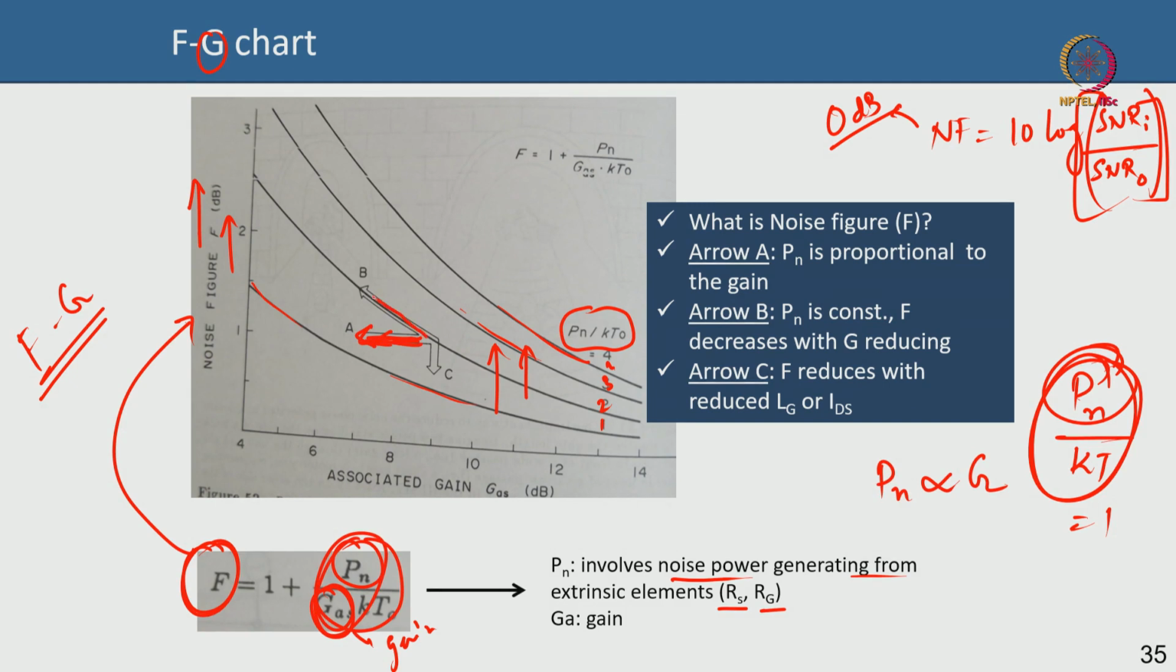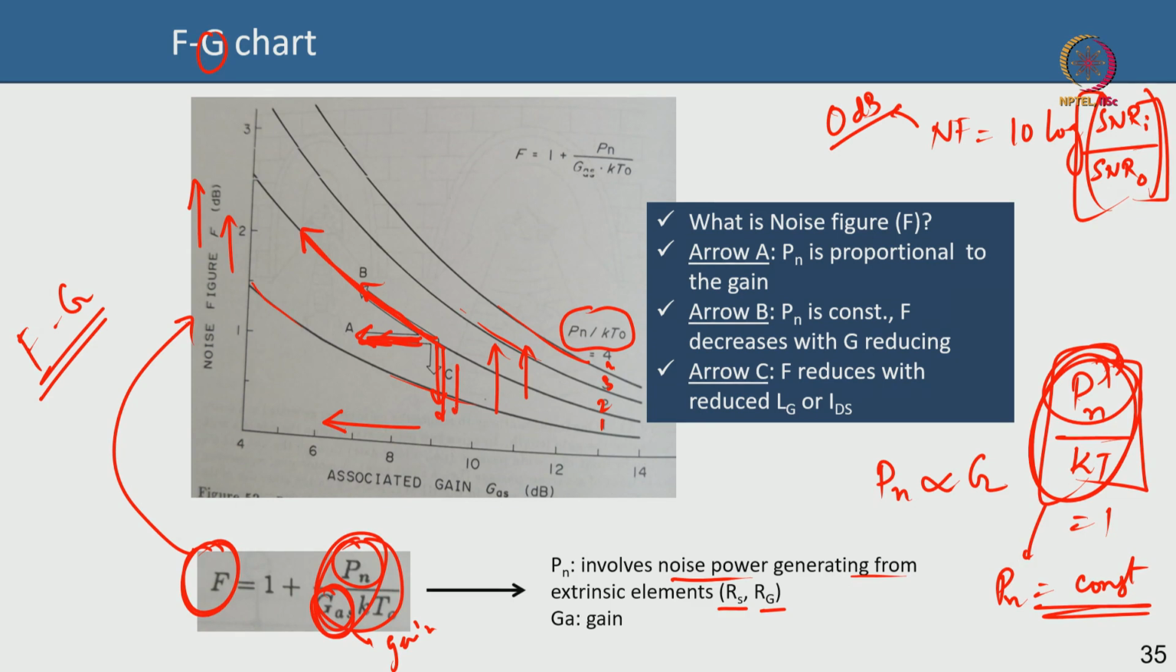Arrow B says that for a given Pn by kT ratio, you can say Pn is constant, kT temperature is constant. So, Pn is constant, suppose. It means if the gain comes down this way, the noise figure goes up this way, which also makes sense, but this means that your power is constant along this curve. And C, this is basically if you reduce the gate length or increase the channel material velocity, then with reducing LG or IDS, you are going to get a better or lower noise figure. So, this is what it means.